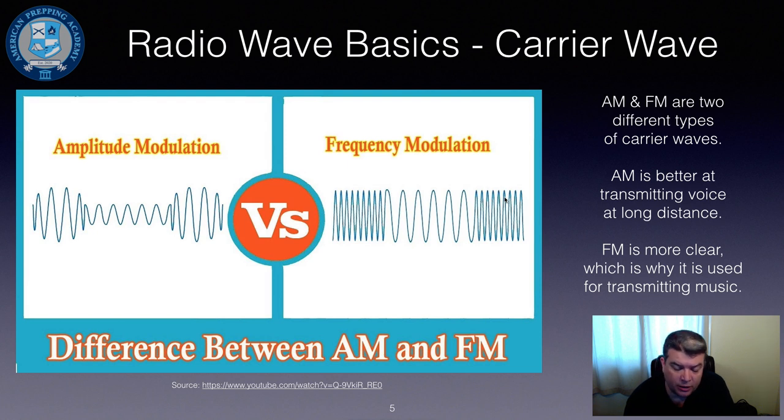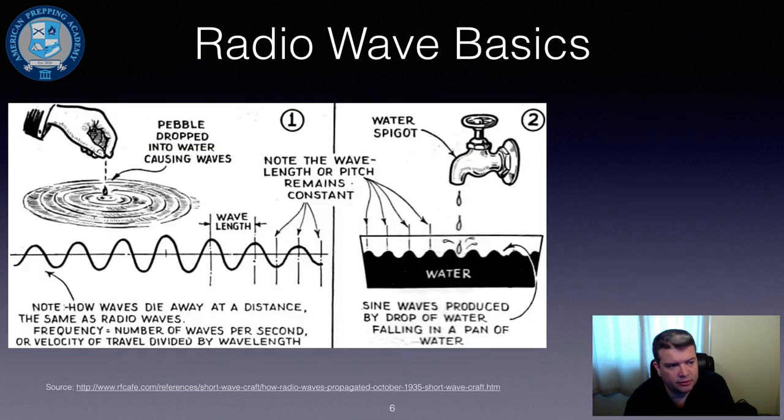And so the radio will then interpret those waves, to transmit it into sound. So that's the basic difference between AM and FM. It's just a carrier wave, and it's the method by which they send the information over the waves.